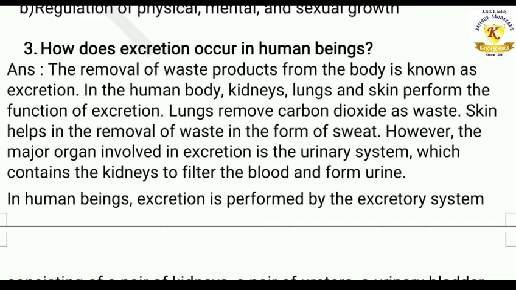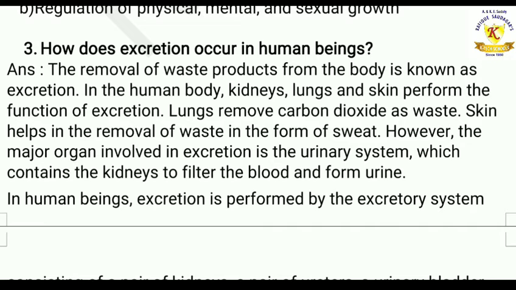Are you getting me, children? Good. Third one. How does excretion occur in human beings? Answer. The removal of waste products from the body is known as excretion. In the human body, kidneys, lungs and skin perform functions of excretion. Lungs remove carbon dioxide as waste. Skin helps in removal of waste in the form of sweat.